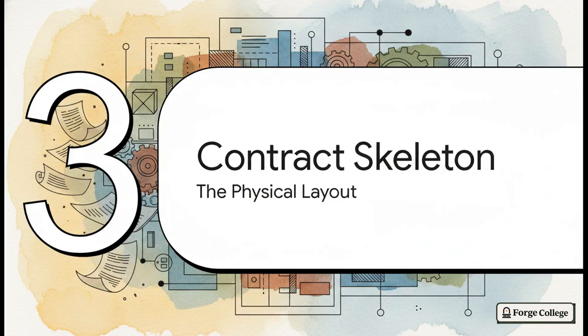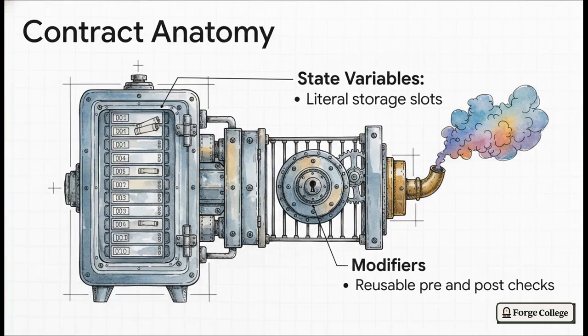Section 3. Drafting the contract skeleton, the physical layout. All right, paperwork filed. Let's move to the main event and actually open up the contract declaration block so we can look at the physical layout of our machine's storage. Inside the contract skeleton, we've got three key anatomical parts. First, state variables. These are the literal storage slots of your machine, and they are allocated in the exact order you declare them. Let me repeat that. Order absolutely matters. Next up, we have modifiers.